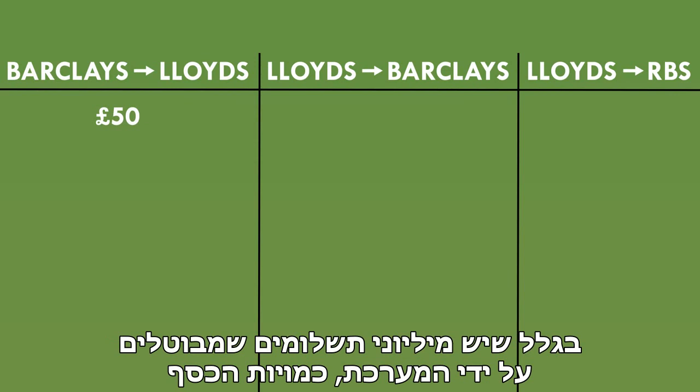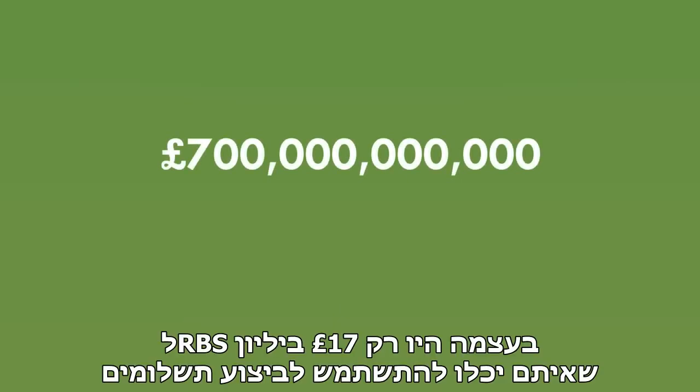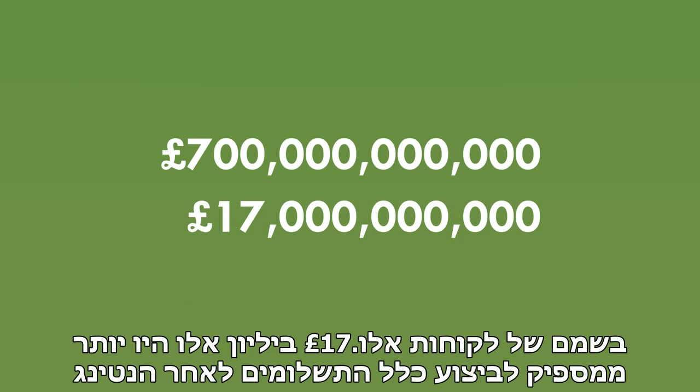Because there are millions of payments being cancelled out by this system, the amounts that actually need to be transferred between the banks at the end of the day are usually just a tiny fraction of the total value of the payments made. This is why, even though in 2007 RBS customers had nearly £700 billion in its customers' accounts, RBS itself only had £17 billion that it could actually use to make payments on behalf of those customers. This 17 billion was more than enough for the total netted payments that it would need to make at the end of the day.